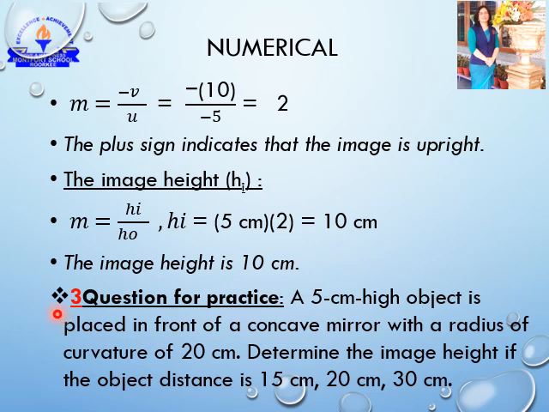Now question number 3 is for your practice. Given to you is a 5 centimeter high object placed in front of a concave mirror with a radius of curvature of 20 centimeter. Determine the image height if the object distance is 15 centimeter, 20 centimeter and 30 centimeter. This is similar to what we have done just now.